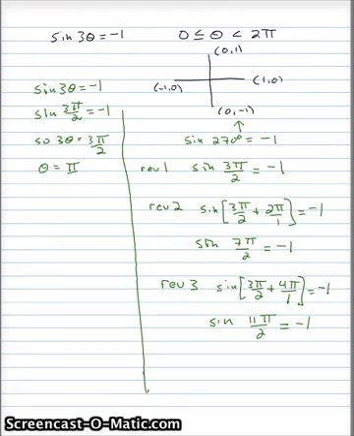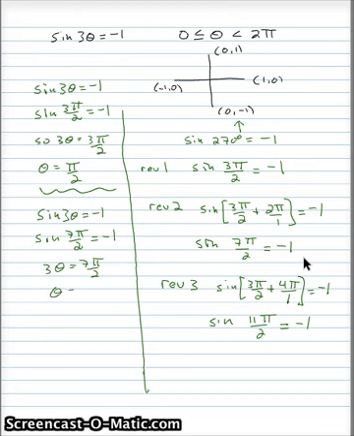That's the first revolution. Second revolution, sine of 3 theta is negative 1, and sine of 7 pi over 2 is negative 1. So if that's the case, we'll say 3 theta is equal to 7 pi over 2. Dividing by 3, multiplying by a third, theta is 7 pi over 6. Still between 0 and 2 pi, which is good.